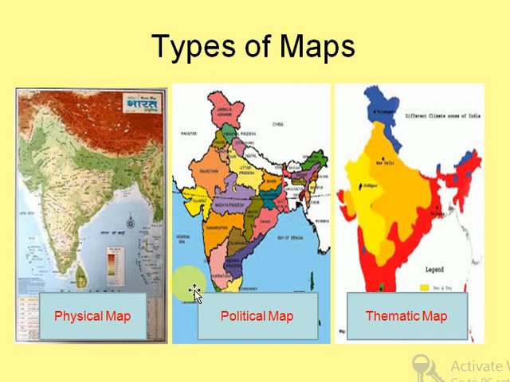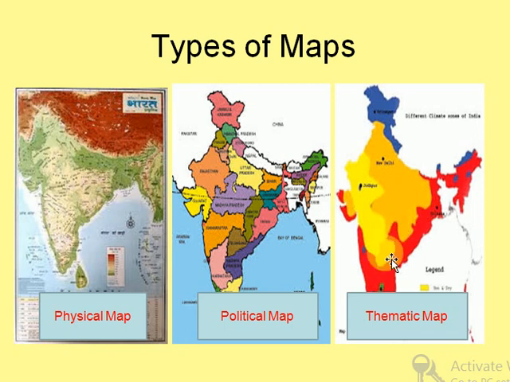Now these maps show the boundaries of countries, states and districts as well as the location of cities, towns and villages. So all boundaries you can see, whether it is of a country, state, district, towns and villages, you can find on this map. So it is known as the political map.